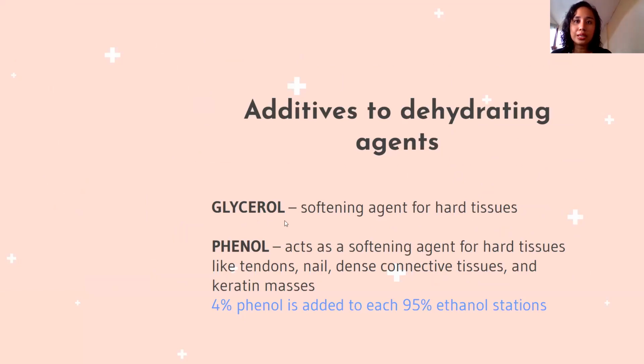And class, we also have additives. So glycerol, it's a softening agent for hard tissues. So these are not the gasification agents. It just softens. Kung nahirapan kang masyadong matigas or excessive hardening, lagyan mo ng softeners like phenol. Added 4% phenol is added to each 95% ethanol station para mapalambot. Like tendons, nails, dense connective tissues, and keratin mass.